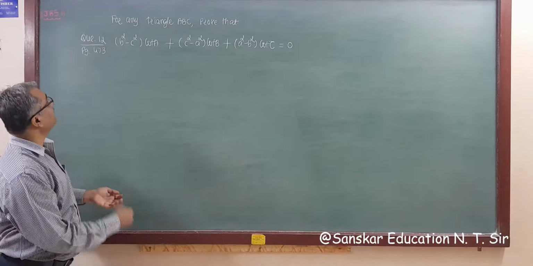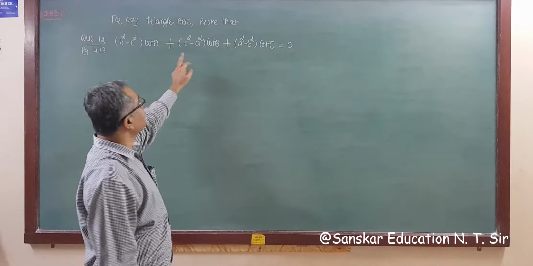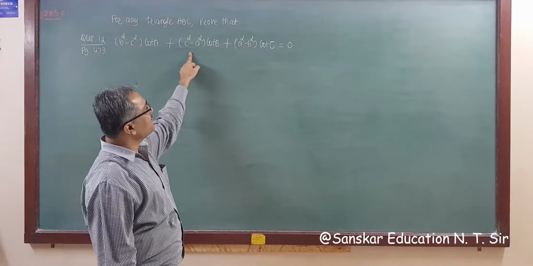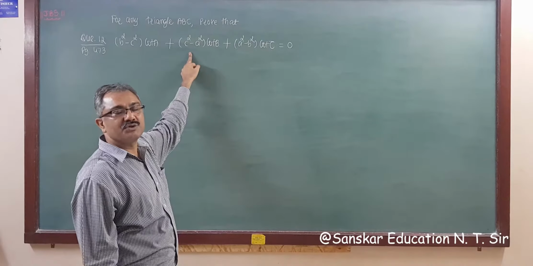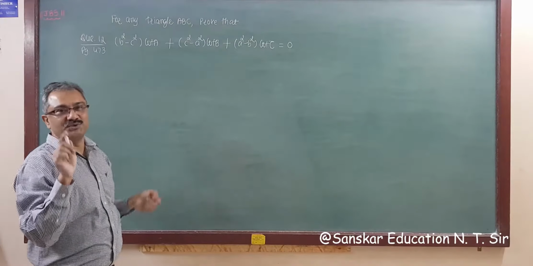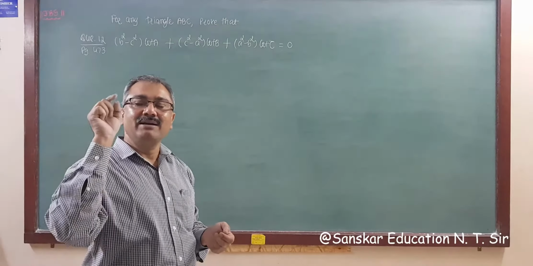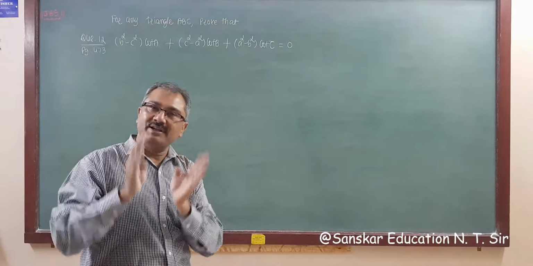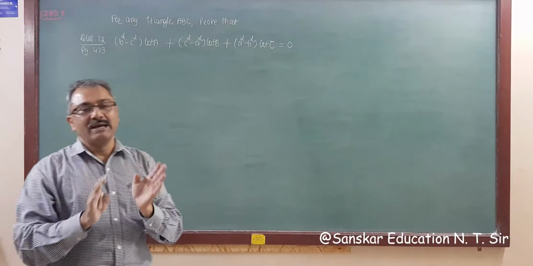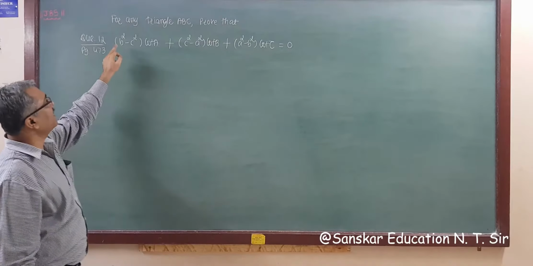So question number 12, page 473: b square minus c square into cot A plus c square minus a square into cot B plus a square minus b square into cot C is equal to 0. In this type of question, I have discussed with you what to do: simplify the first term, and then according to that write down the others similarly. So we start with this.